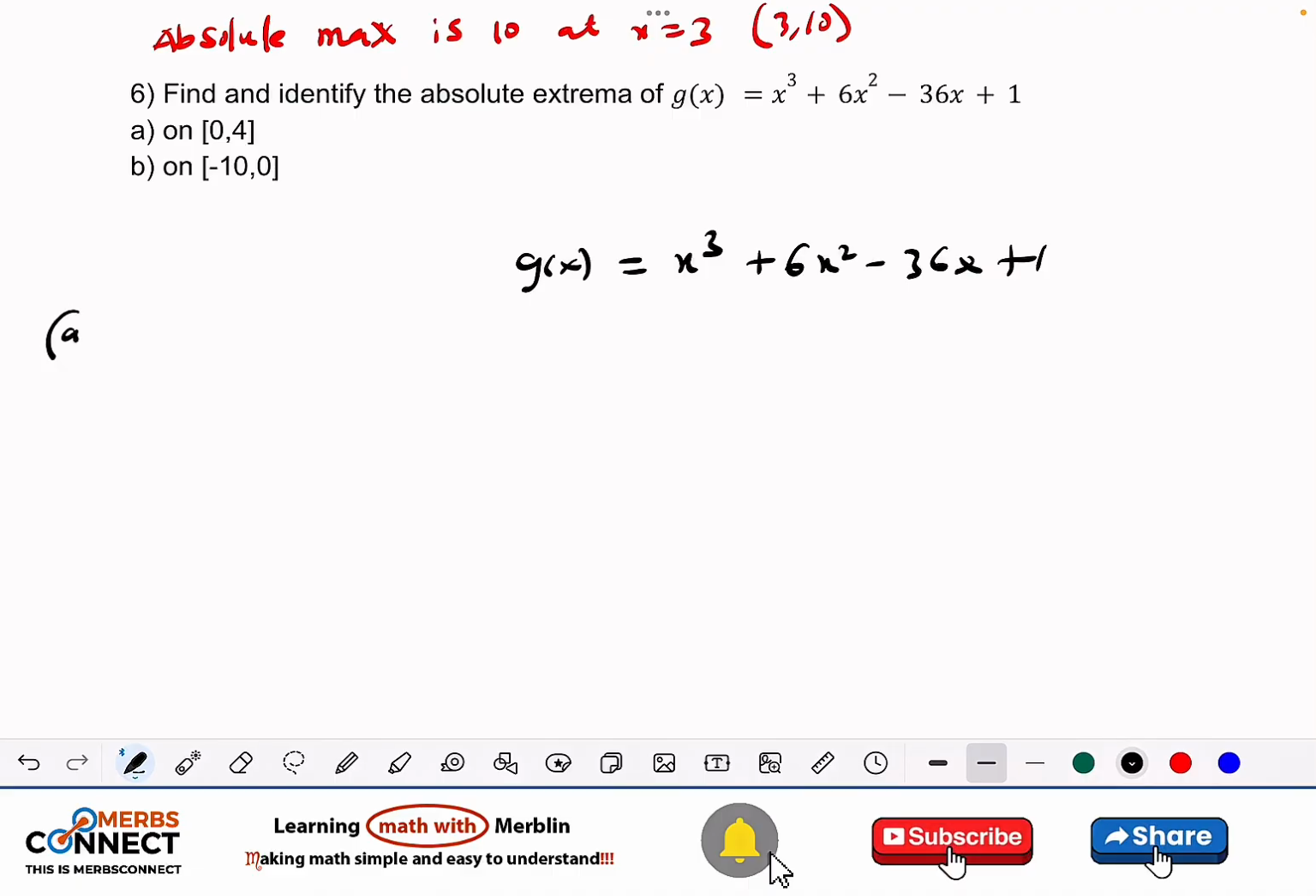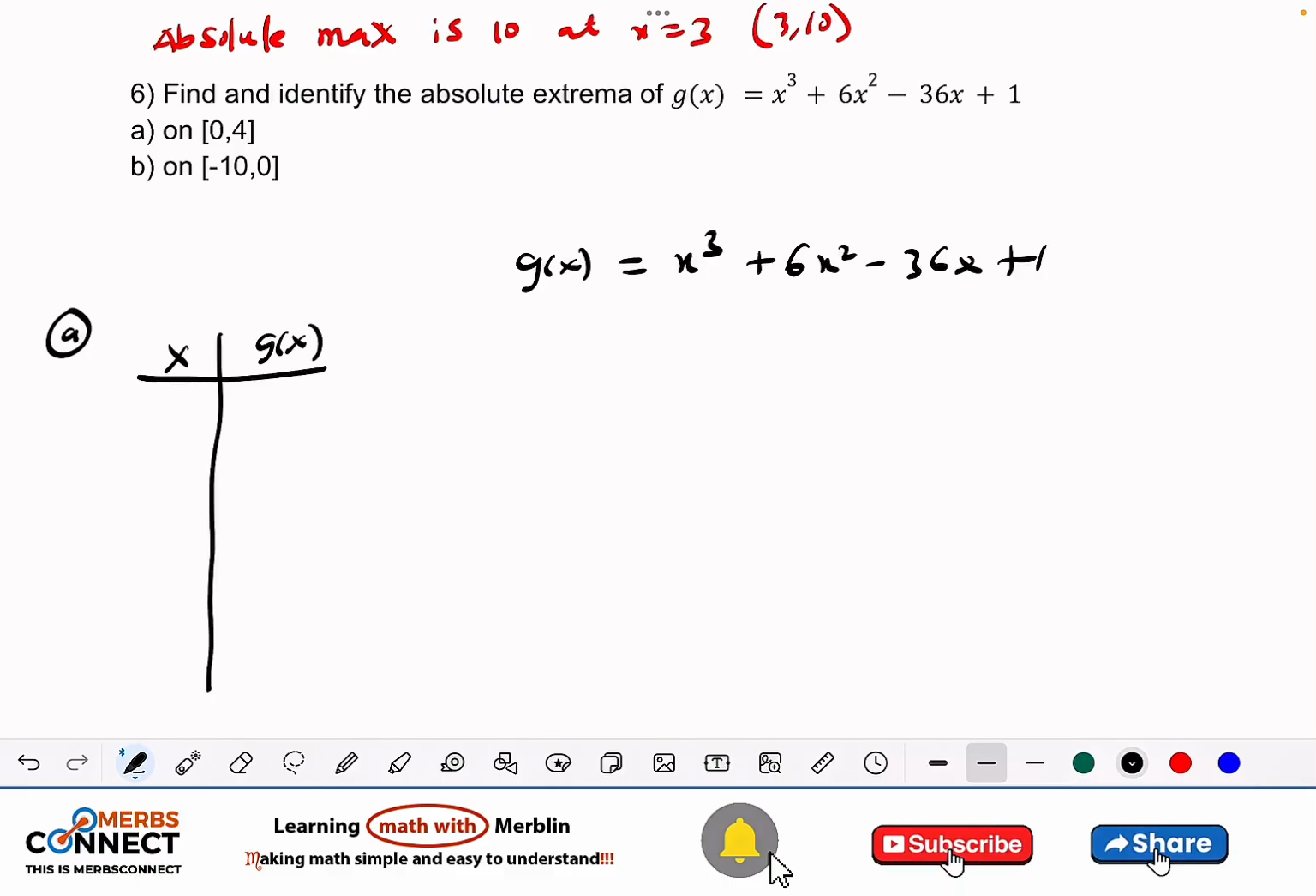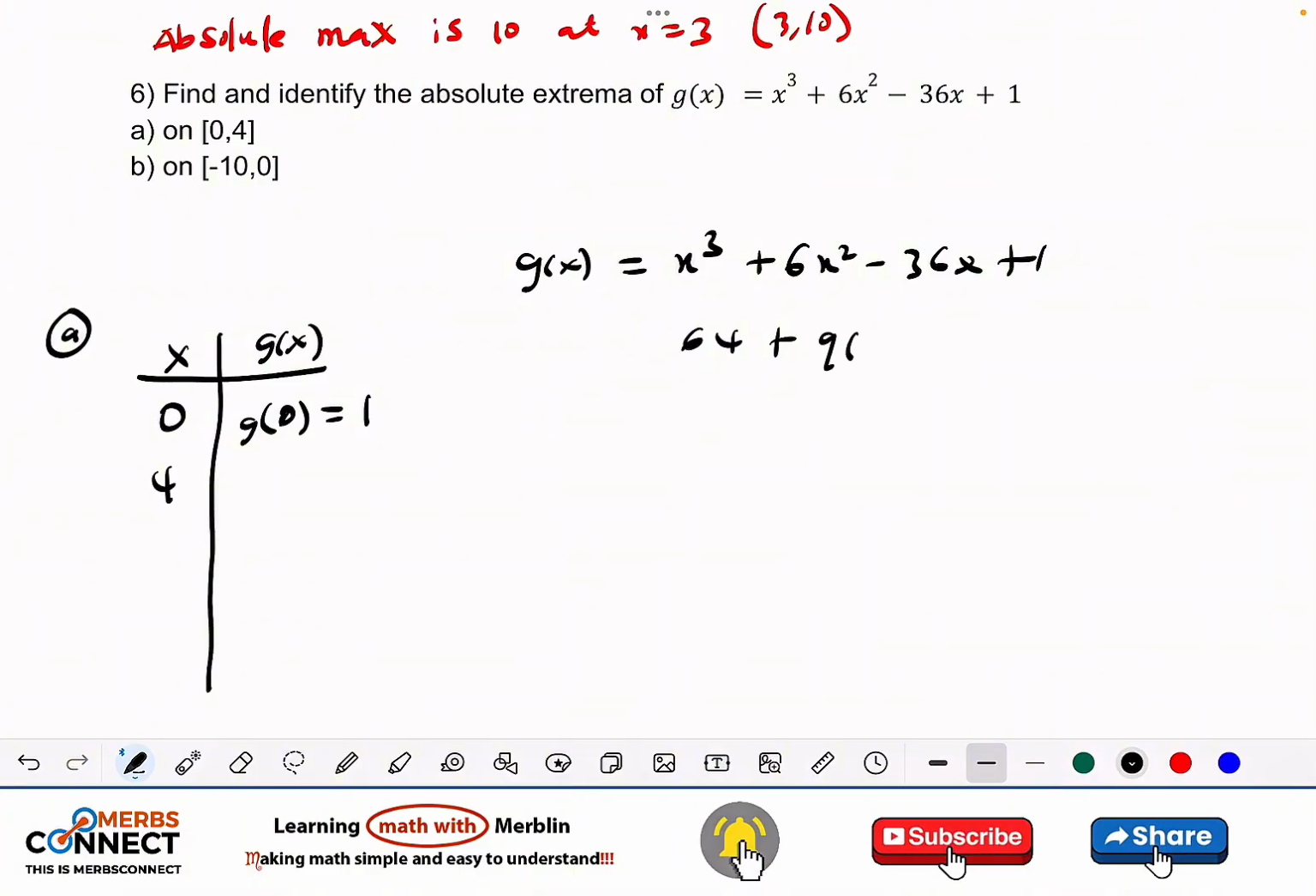With a, what I need to do is I have my table, I have my x, I have my g of x, then my endpoints are 0 and 4. So we can look for g of 0, plug in 0, and everything goes 0. So this one is going to give us 1. Plug in 4, and 4 to the power 3 is 4 times 4 times 4, we are going to have 64. So 64 plus 4 squared is 16, 16 times 6 is going to give us 96, minus 4 times 36 is going to give us 144, plus 1.